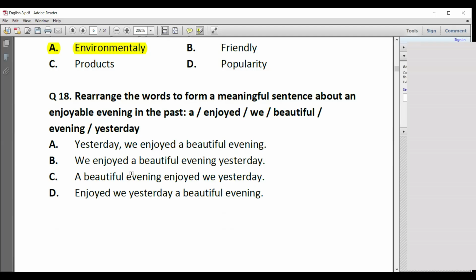Question 18. Rearrange the words to form a meaningful sentence about an enjoyable evening in the past. Option A. Yesterday, we enjoyed a beautiful evening. Option B. We enjoyed a beautiful evening yesterday. C. A beautiful evening enjoyed we yesterday. D. Enjoyed we yesterday a beautiful evening. The correct option is option B. We enjoyed a beautiful evening yesterday since it follows the correct word order as well as the tense.